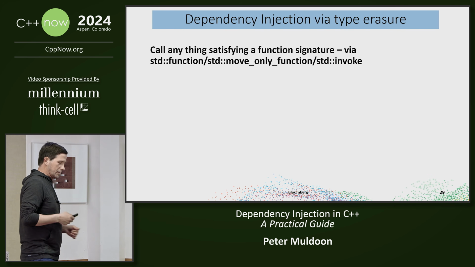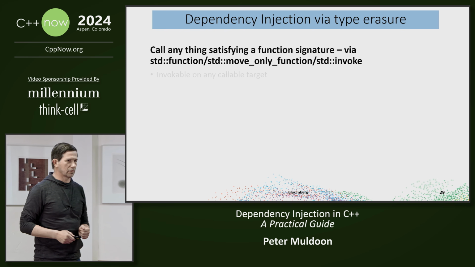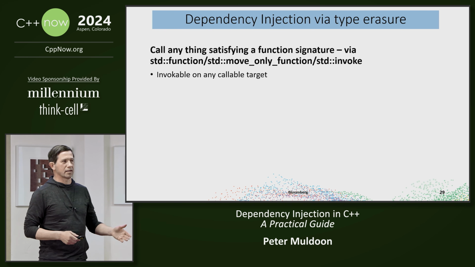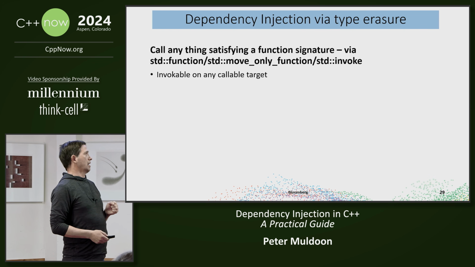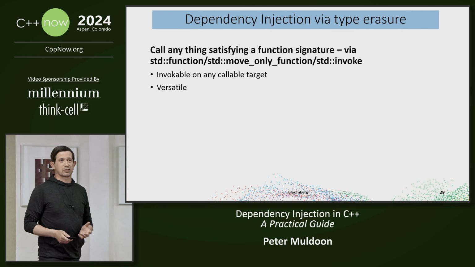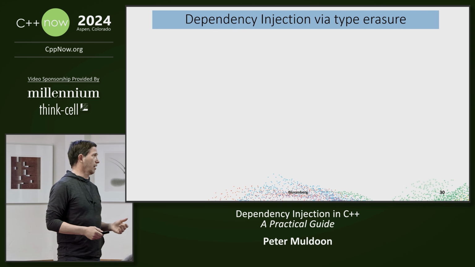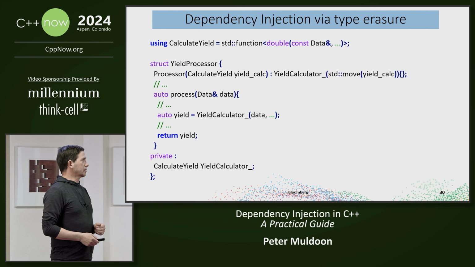So here we have anything that satisfies my particular function signature, I can just invoke the call on it, right? I don't care where it is or who has it. As long as it takes my arguments and gives me my result, I'm good. And that means it's invocable on any callable target, and it's usually pretty versatile. I end up seemingly using it a lot. All right, so how does that look?